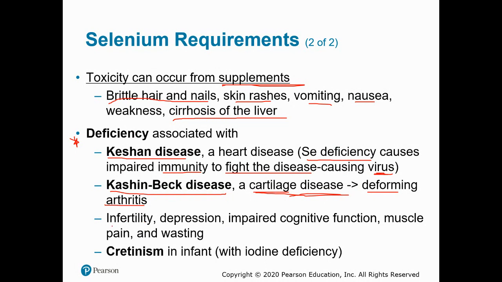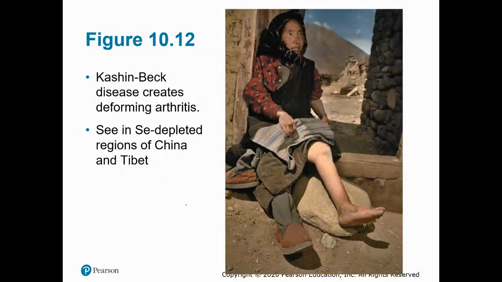Other things we can see would be infertility, depression, impaired mood and cognitive function, muscle wasting and pain. And then we can also see cretinism, which we saw with iodine deficiency in infants, again, if the pregnant mother is selenium deficient. So cretinism is a form of mental retardation. And then here is an example of Kashin-Beck disease with the deforming arthritis.